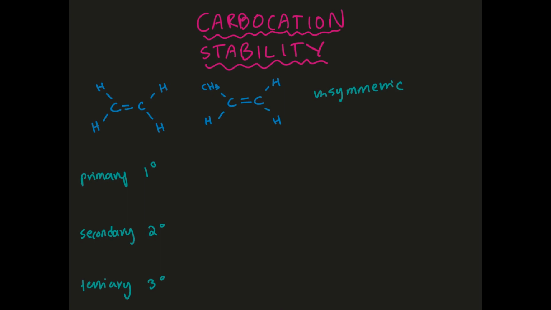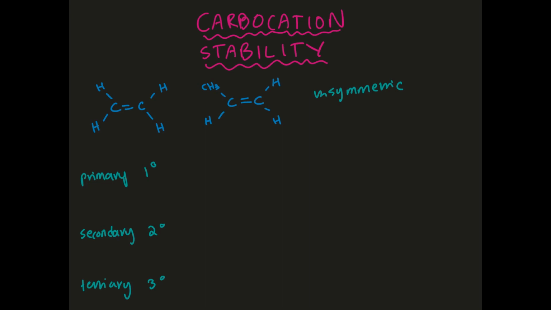Previously, we only discussed alkenes that were symmetric, like this alkene. But now we're also going to be talking about unsymmetric alkenes. As you can see over here, there's this methyl group, and over here there's no methyl group. So this alkene is going to be classified as an unsymmetric alkene. First, let's talk about the different types of alkenes.